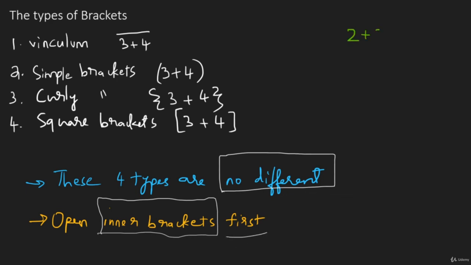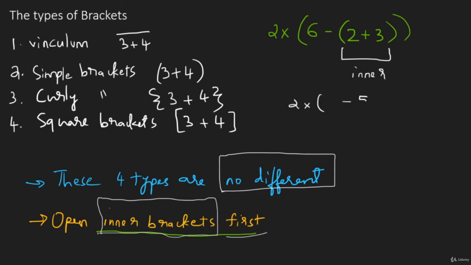Say for example, you have this expression over here. Now 2 plus 3 is the innermost expression over here, right? Therefore you have to open that first. So this becomes 2 into 6 minus 5, which is 2 into 1. 6 minus 5 gives you 1, and that gives you the answer as 2. So open inner brackets first.